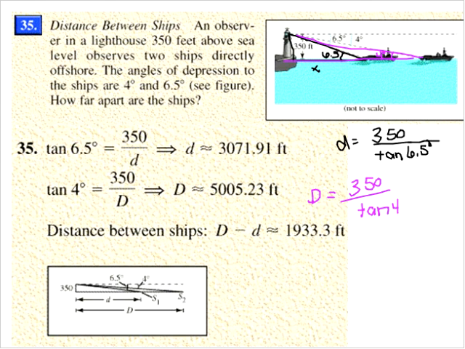Okay. Now to find the distance between the ships, you just subtract them. So 5,005.23 minus 3,071.91 gives you approximately 1,933.3 feet.